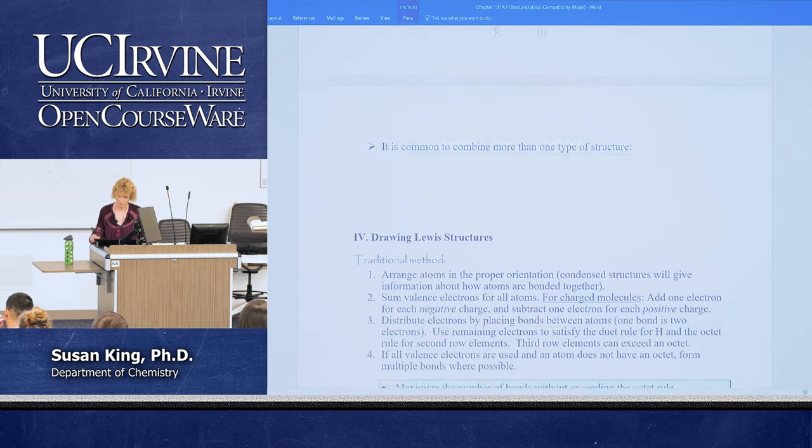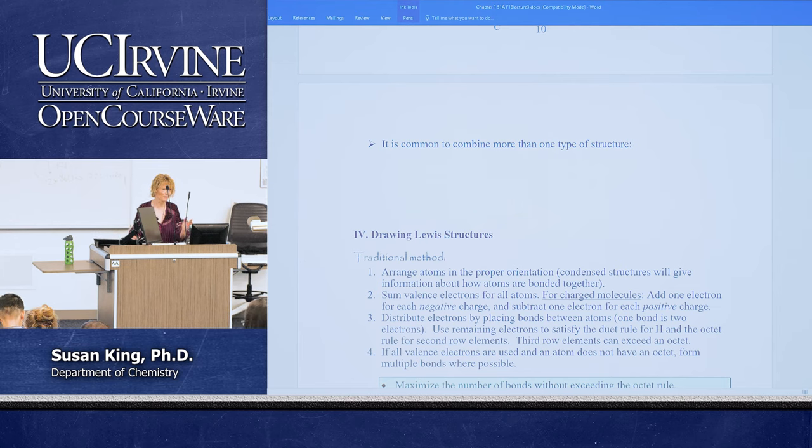It is common to use more than one type of structure. So again, if you turn to that very first page of the notes, they use a combination of skeletal, condensed, you know, we're not super strict about this. So, for example, all right, so I didn't want to draw out that oxygen-carbon bond, and I didn't want to draw the three bonds to hydrogen for that. That's okay. This is condensed.